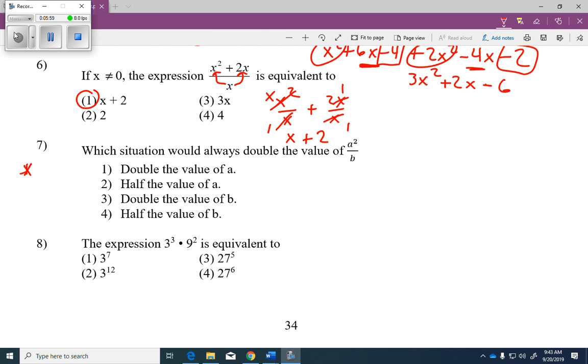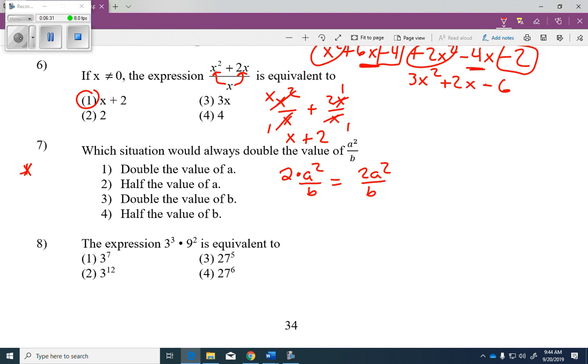I first want to tell you that you really don't have to stress too much about this for your test, but I would like you to maybe think about wording and decide which situation would actually double it. So if we want to double a squared over b, doubling it is multiplying it by 2. So I want my answer to be 2 times a squared over b, which if I simplify that, I really get 2a squared over b.